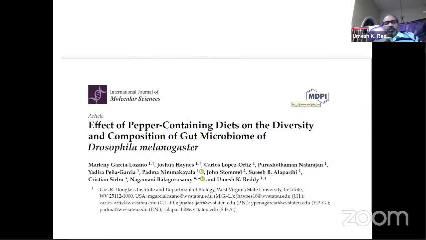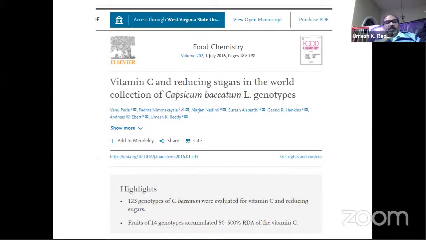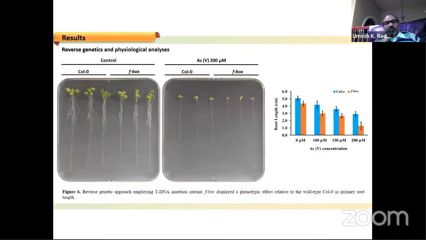And once the peppers are fed to the flies, they alter the gut microbiome in the flies. They increase probiotic microbiomes in the gut, in the stomachs of Drosophila melanogaster. So they have beneficial effects. And we have identified high vitamin C peppers and flavonoids, carotenoids, many nutritional components in peppers. We have done metabolome analysis. Currently, a student is working on all of them to identify the genes.